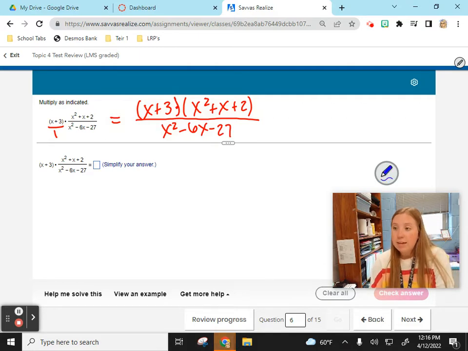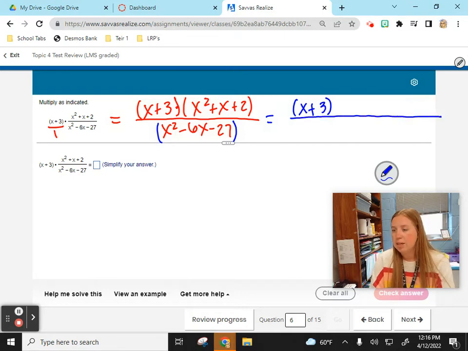But we've also kind of been conditioned to think about how we can simplify our problem. So even though this is one big fraction now, it's not completely simplified. We got to find any common factors in the numerator and the denominator that would cancel each other out. So I know that I can't factor that x plus 3, so it's going to stay in my numerator.